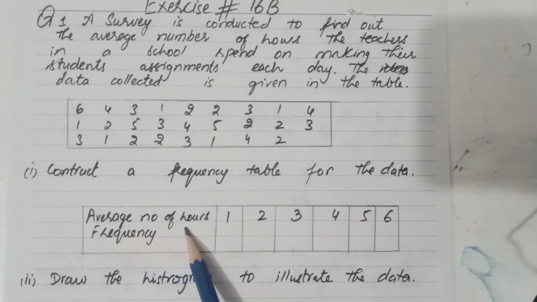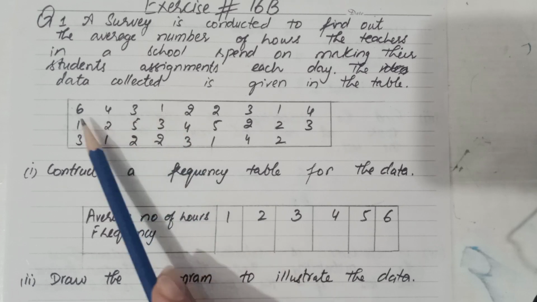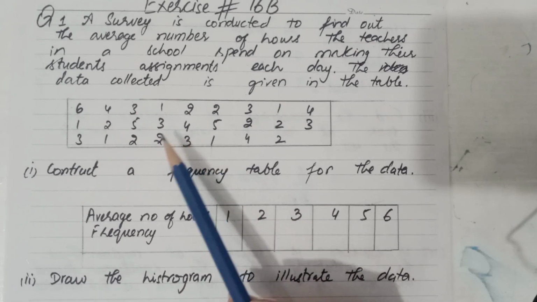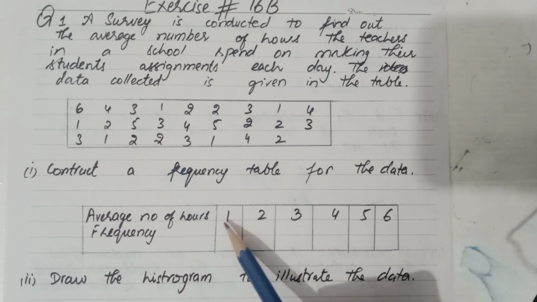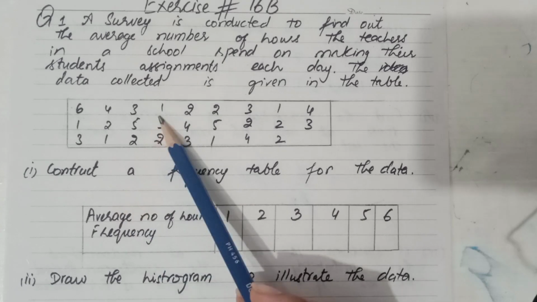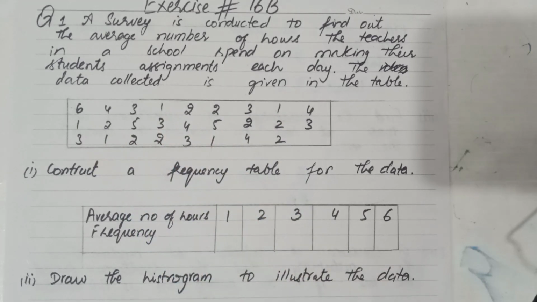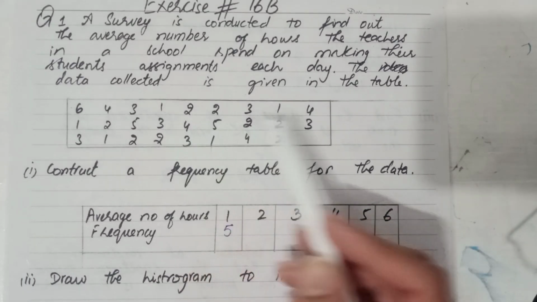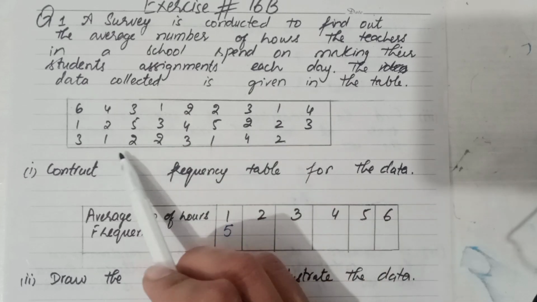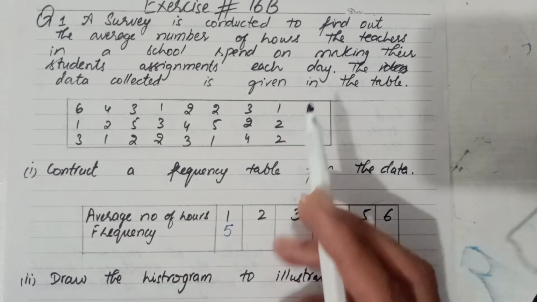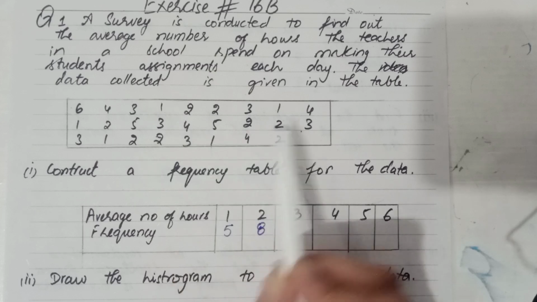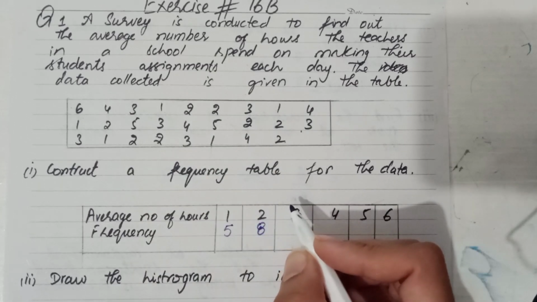These are the average numbers of hours. All start from 1 and end at 6. That's why I take the numbers from 1 to 6. Now I will observe how many days there are for 1 hour, what is the frequency. 1, 2, 3, 4, 5. This is 5. And for 2, this is 1, 2, 3, 4, 5, 6, 7, and 8. This is 8. And 3, 1, 2, 3, 4, 5, 6. This is 6.